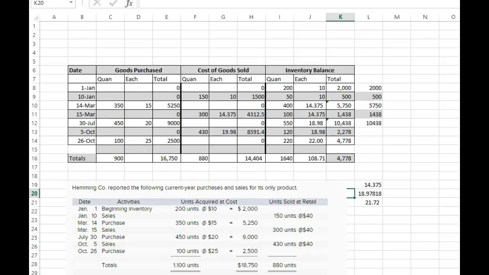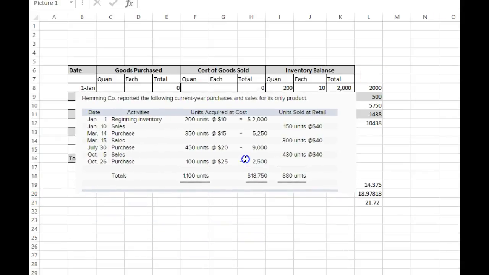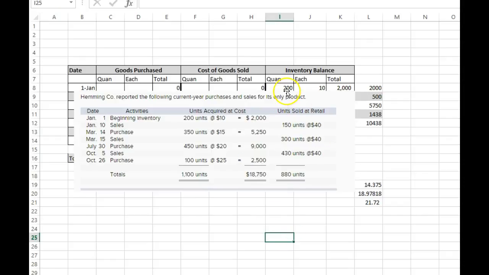Here's the last one. Now, this one can be a little bit confusing, but just step back and take a deep breath. We've just added a little step to it. So, here we go. We've done the first one before. We're establishing our inventory, $210, $2,000.